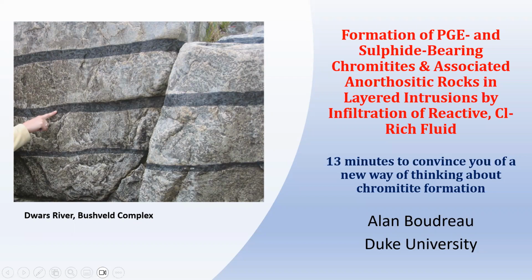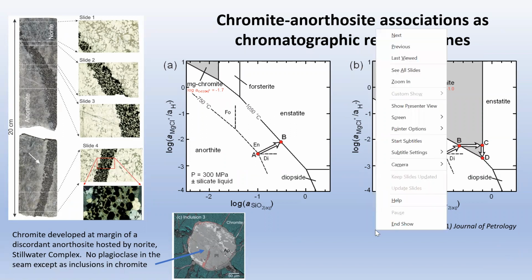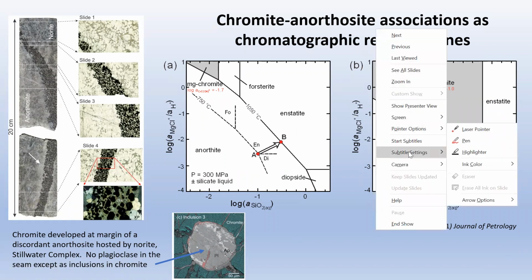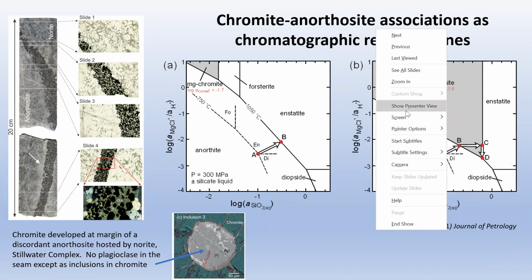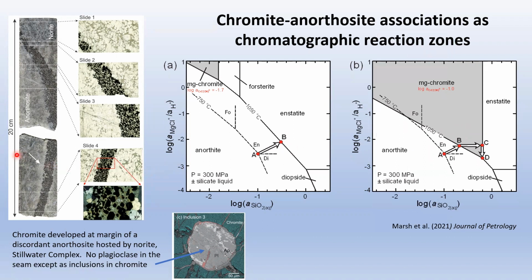Okay. All right, so what I'm going to do today is expand on an earlier model we presented a couple of years ago. What we were looking at is a pointer here. Where is that pointer? There it is. All right, we were looking at a discordant anorthosite that's developed in the JM Reef in the Stillwater complex.